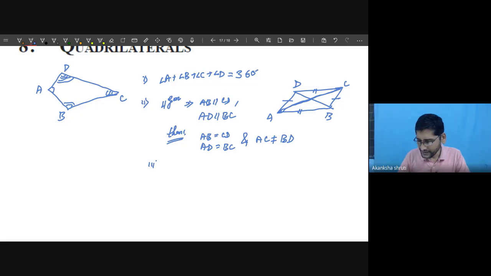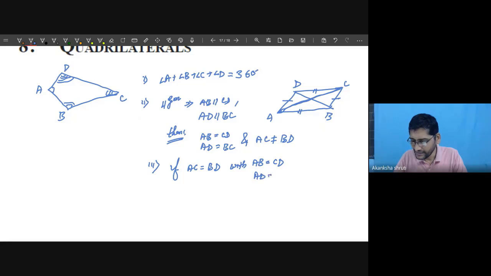The third condition is that if diagonal AC equals diagonal BD, the two diagonals are equal, with the opposite sides equal and parallel. So AB equals CD and AD equals BC, and it may be given as parallel also, AB parallel to CD and AD parallel to BC, then it is what? Rectangle.